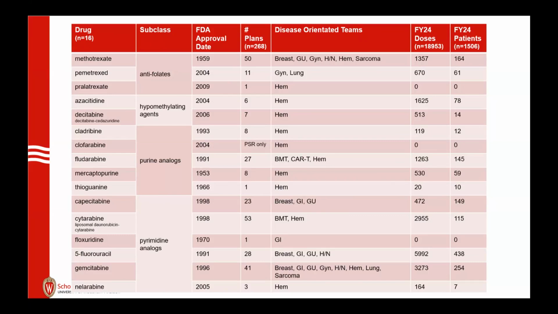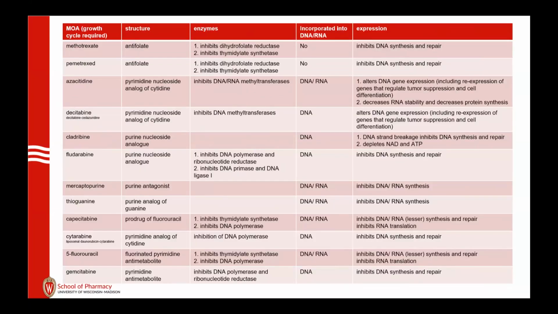So gemcitabine, 5-FU, capecitabine, fludarabine, and then methotrexate. So sarcomas, GYN, GI, GU, these are used really in all diseases. This is a busy table, but essentially these drugs have 4 different subclasses, and they either inhibit an enzyme or mimic a DNA or RNA structure to trick the system into inhibiting synthesis. And then finally, there's azacitidine and decitabine that are quite a bit different in that they change DNA epigenetically. So they alter gene expression, usually re-expressing things. They upregulate tumor suppression genes and cell differentiation genes. So essentially 3 different ways that these drugs work, even though this is a big table.